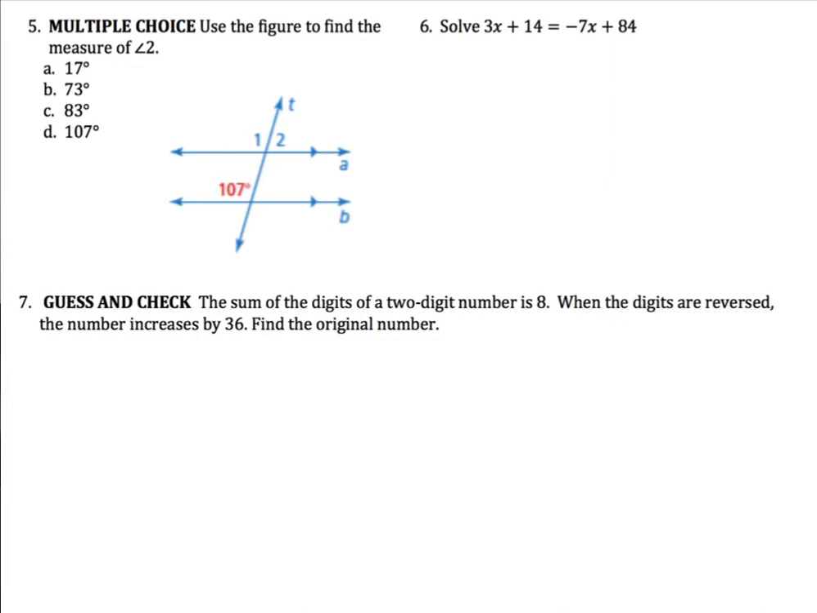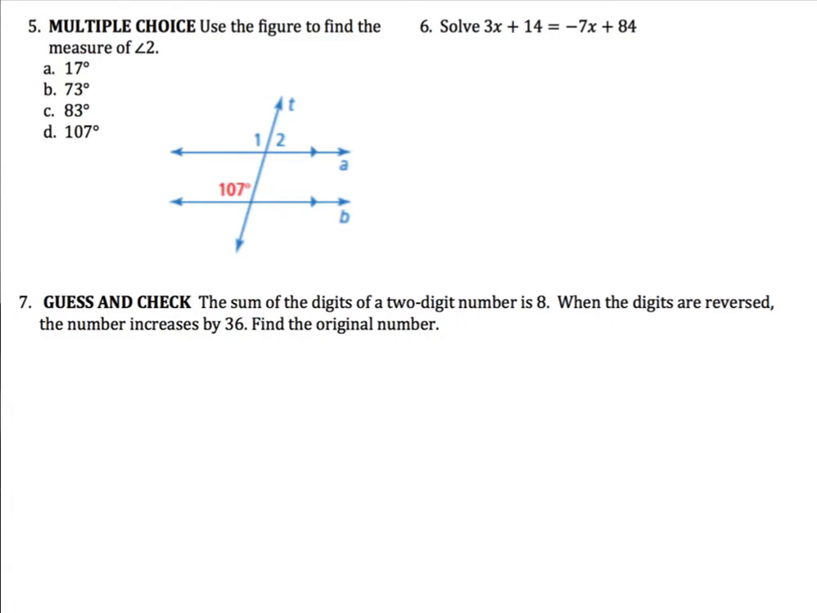Number 5 is a review of angle measures, and it's a multiple choice. Find the measure of angle 2. Number 6 is solving an equation. We did that not only back in Unit 1, but we did it in the last lesson. Then you're going to use guess and check.